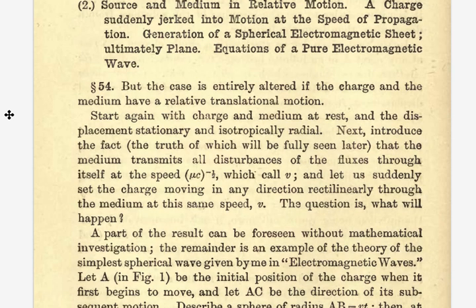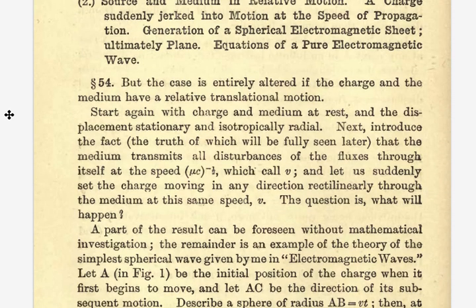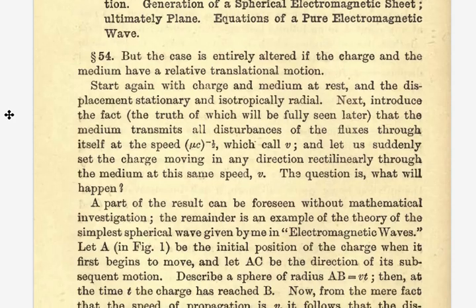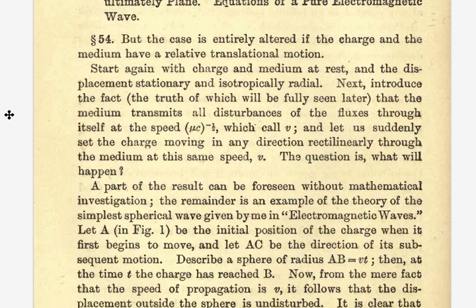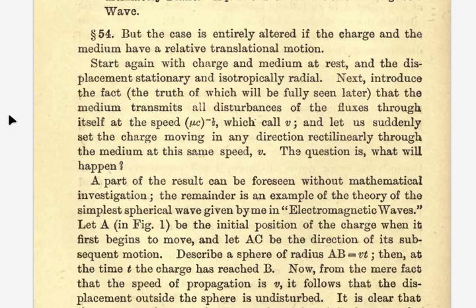54. But the case is entirely altered if the charge and the medium have a relative translational motion. Start again with charge and medium at rest, and the displacement stationary and isotropically radial. Next, introduce the fact, the truth of which will be fully seen later, that the medium transmits all disturbances of the fluxes through itself at the speed (μc)^(-1/2), or the square root of 1/(μc), which call v, and let us suddenly set the charge moving in any direction rectilinearly through the medium at this same speed, v. The question is, what will happen?